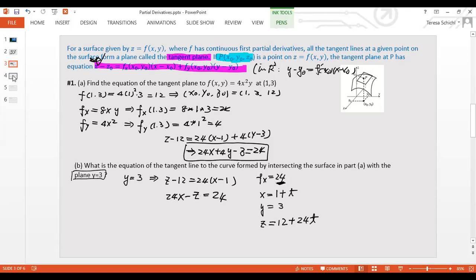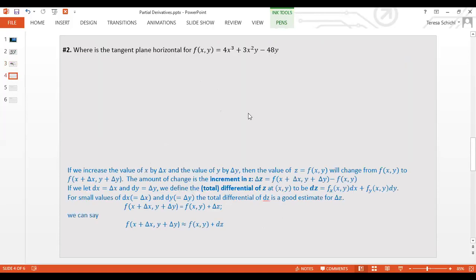Okay, so now let's take a look at the next ones here. Next we talk about what the tangent plane is and what the horizontal one is, right?